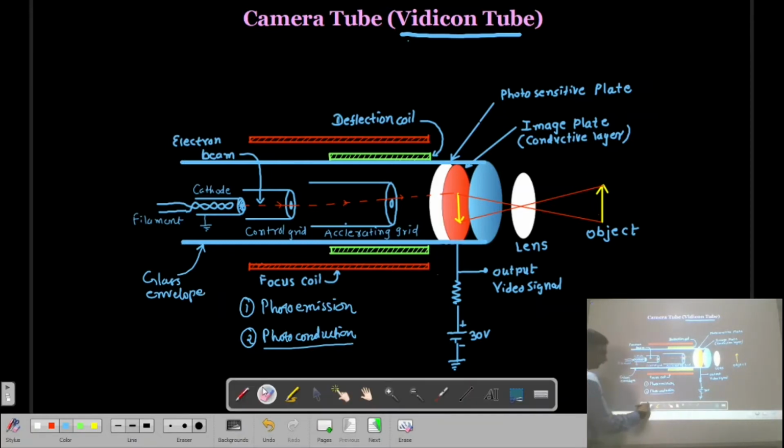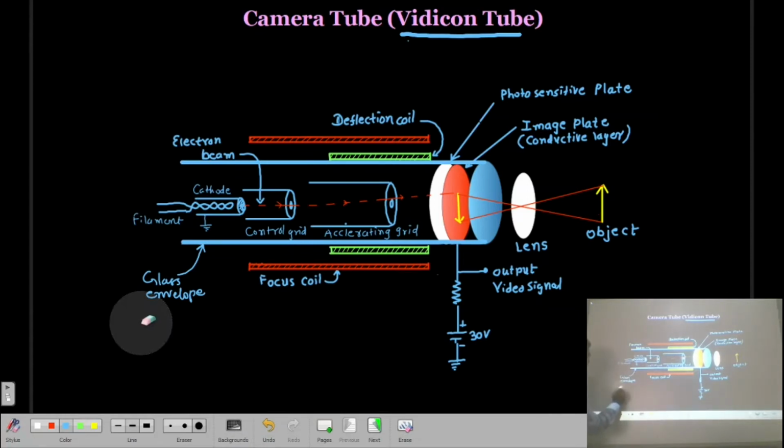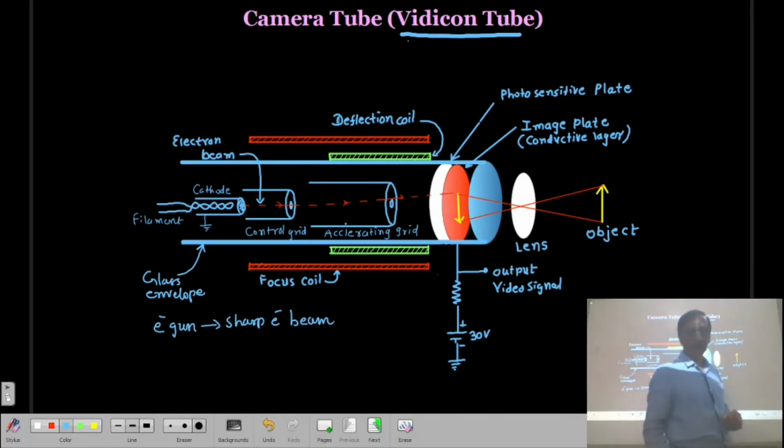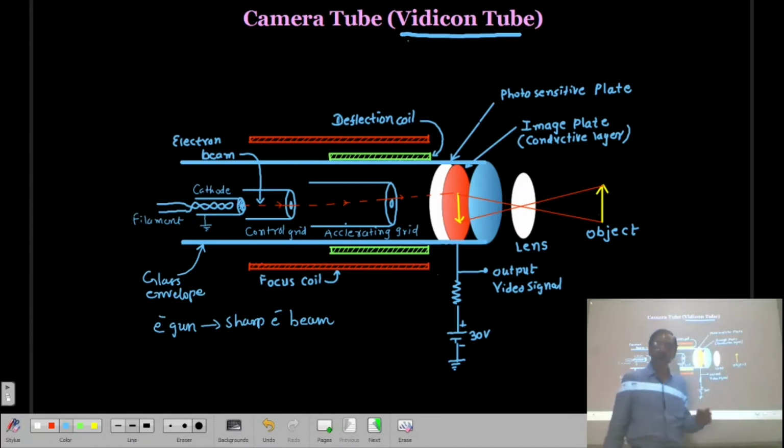The electron gun is going to produce a sharp electron beam. And this sharp electron beam will work as a kind of pencil. Means with the help of a pencil we draw the picture, same way with the help of the electron gun we can trace the picture. Now how can we produce the sharp electron beam?